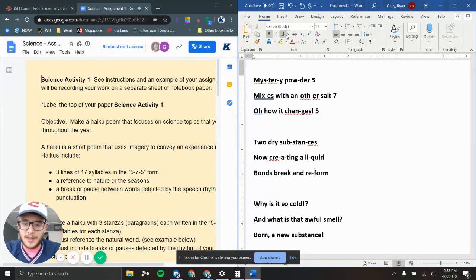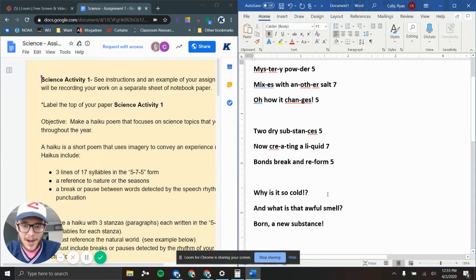So basically I just added hyphens. You don't have to do this. What I'm doing is I'm just showing you how I get to my syllable structure, and I'm writing the numbers at the end of the line. I don't want you to do that. I'm just showing you how I got there. Two dry substances, that's got 5 syllables. Now creating a liquid, that's 7. Bonds break and reform, 5.